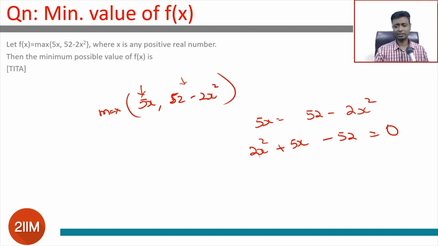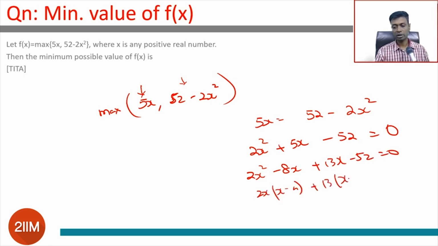We need to factorize this. 2x square, 2 into 52 is 104, so 13 and 8. 2x square minus 8x plus 13x minus 52 equal to 0. 2x into x minus 4 plus 13 into x minus 4 is 0. Or x is either minus 13 by 2 or 4. And one of these two is the answer. There are 2 points where these two curves intersect.